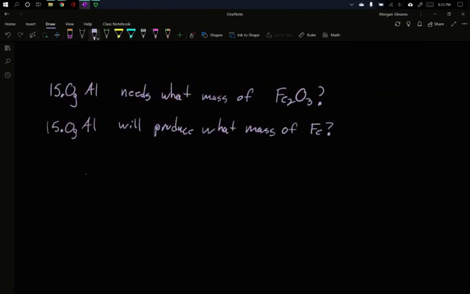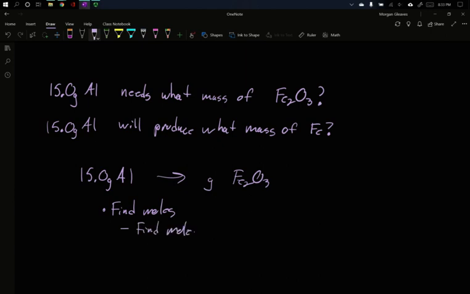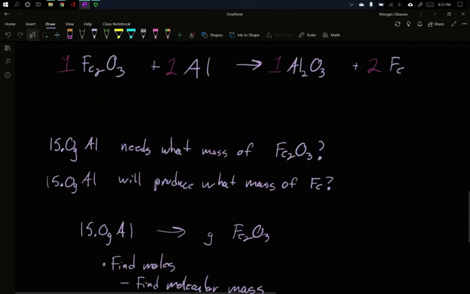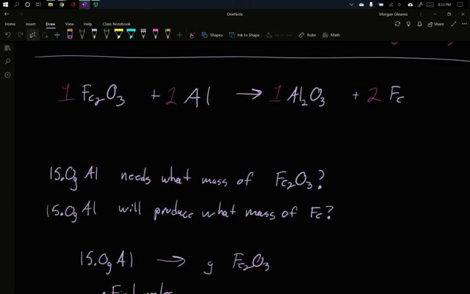First, let's say I've got 15.0 grams of aluminum. I want to find my grams of Fe2O3. Well, I cannot compare grams of one compound to grams of another. I have to be in moles. So really my first step is I need to find moles. And the only way to find moles is to find molecular mass. So I need to find the molecular mass for each of my compounds.